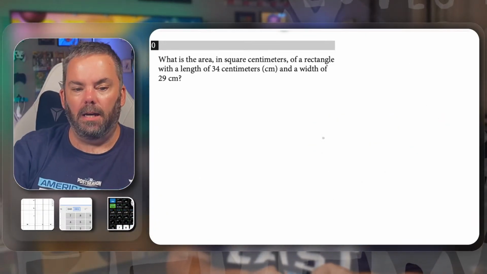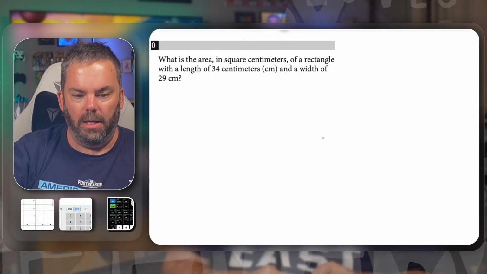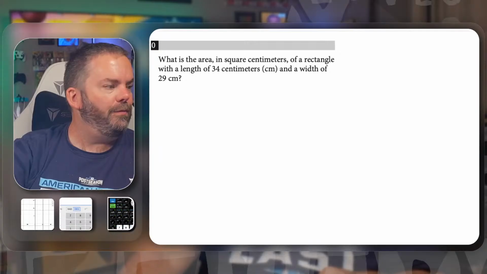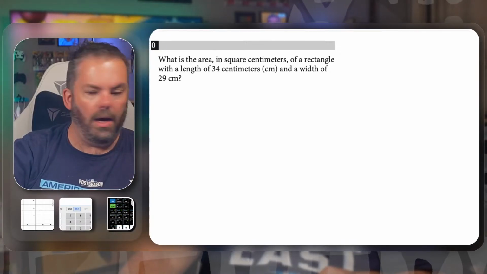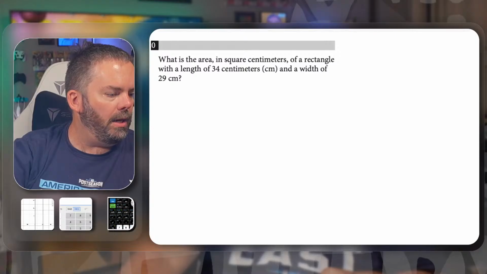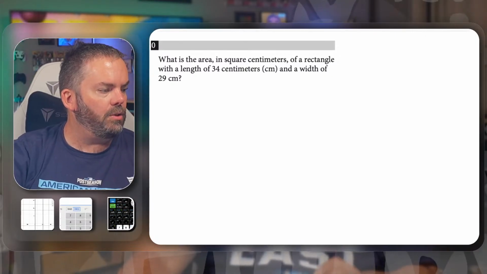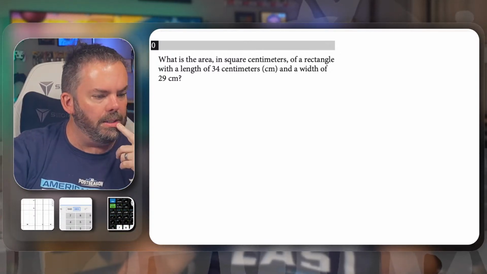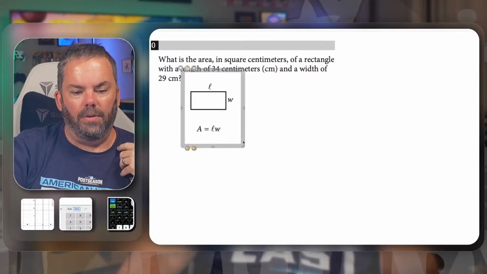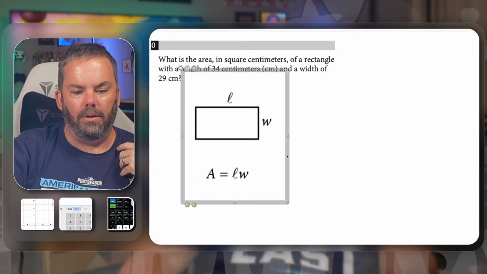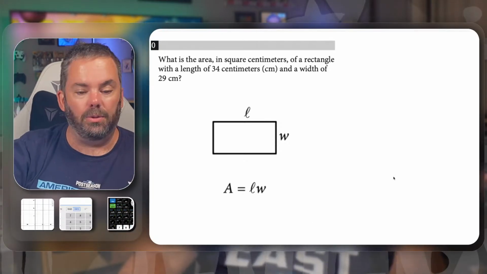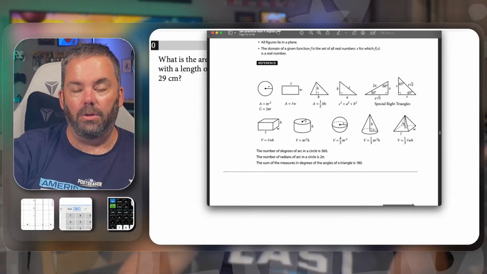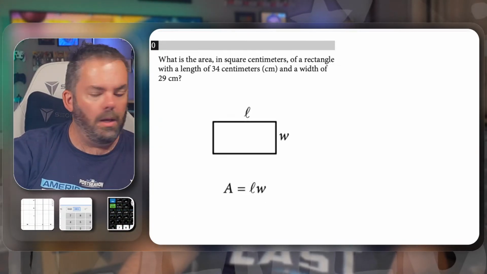Okay, next up. What is the area in square centimeters of a rectangle with length of 34 centimeters and width of 29 centimeters? Okay, so I'm not going to grab the entire reference sheet, but what you need to know is the area of a rectangle, because this is the area of a rectangle. I know you have this memorized, but it's also in the reference sheet, so we might as well just steal it. I grabbed it right from that reference sheet. So there we go.